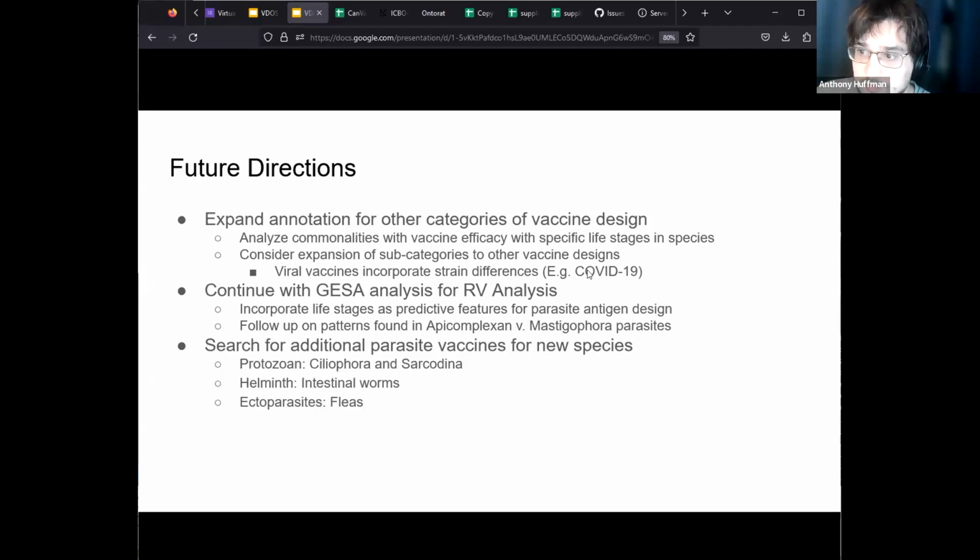A third category, and this is for VIOLIN, is just searching for additional vaccines. So our study focused on species we know had parasite vaccines already successfully developed or in development, but that still leaves a large category of other parasites that we can potentially include as part of the actual research. So that includes some additional protozoans, but it also includes some intestinal worms and also fleas and other mites. We haven't really investigated to see what vaccines are out there, but that's a potential future direction that we want to investigate further in the coming year.